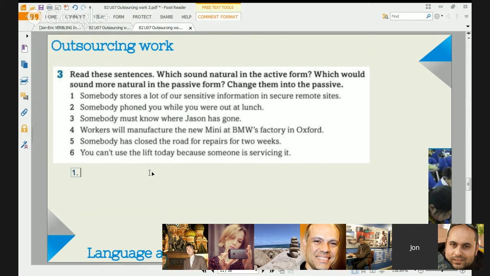Okay. The stores have... Be careful. Stores is a verb. What is stored, Khalid? Information. Exactly. Okay. The sensitive information.